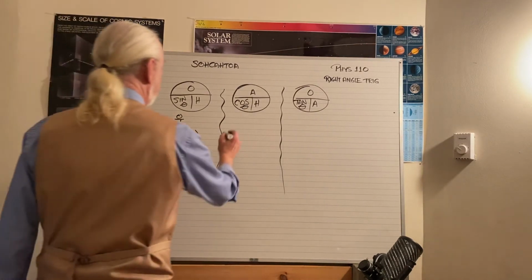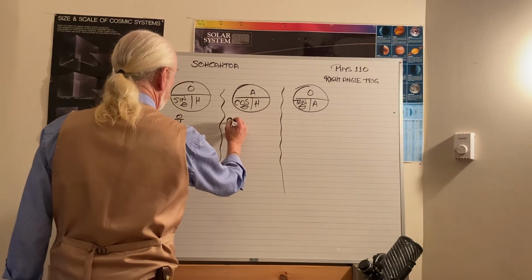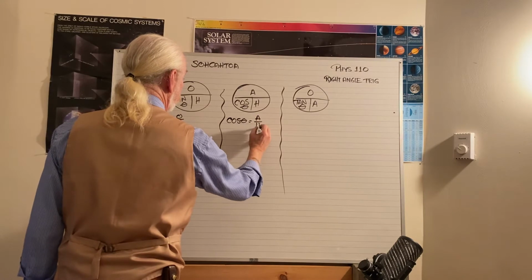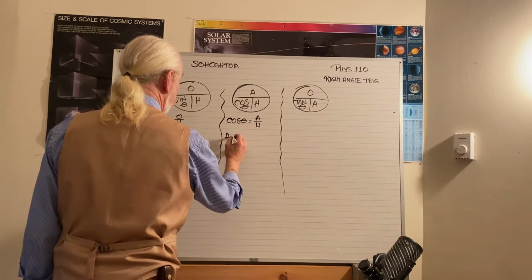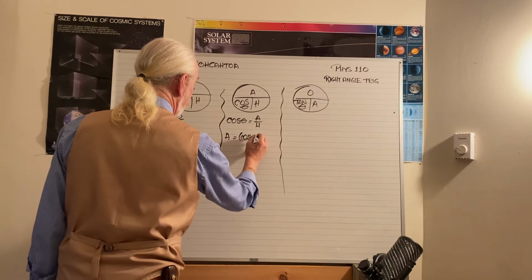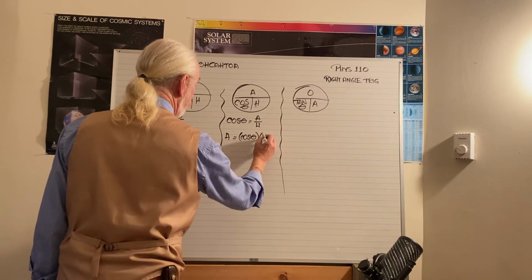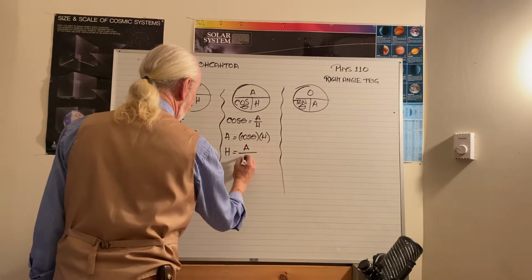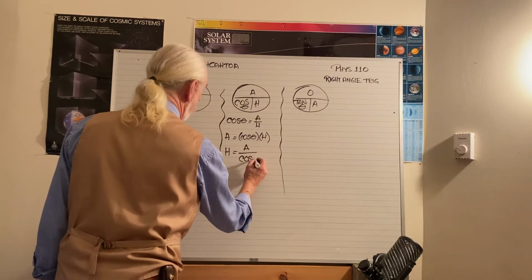Cosine. Cosine of theta equals adjacent over hypotenuse. Adjacent equals cosine theta times hypotenuse. Hypotenuse equals adjacent over cosine theta.